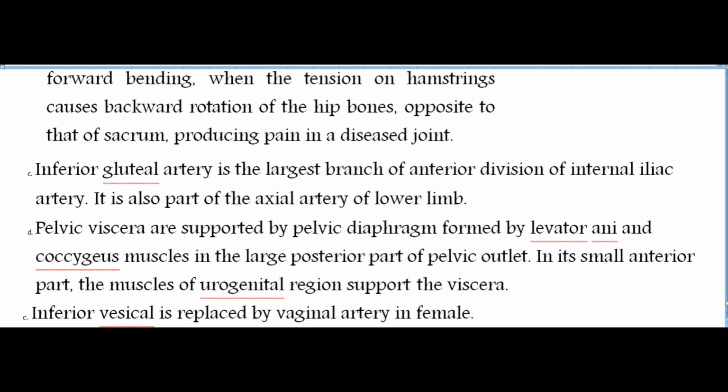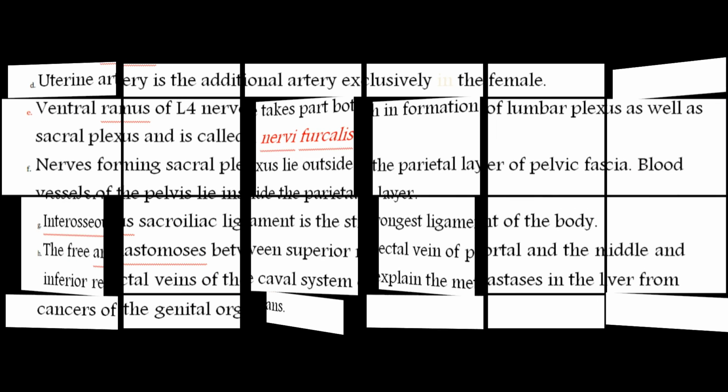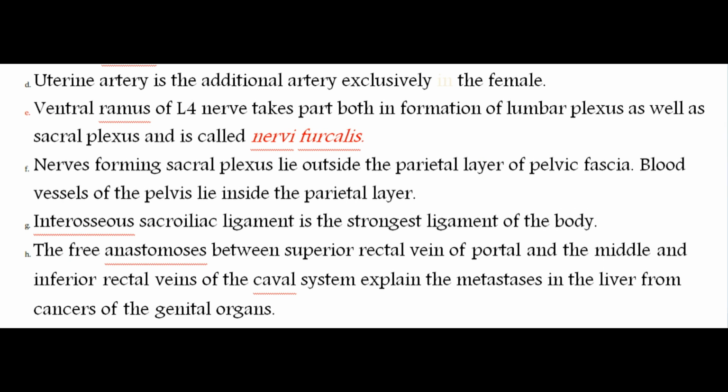C. Inferior gluteal artery is the largest branch of anterior division of internal iliac artery. It is also part of the axial artery of lower limb. D. Pelvic viscera are supported by pelvic diaphragm formed by levator ani and coccygeus muscles in the large posterior part of pelvic outlet. In its small anterior part, the muscles of urogenital region support the viscera. C. Inferior vesical artery is replaced by vaginal artery in female. D. Uterine artery is the additional artery exclusively in the female.